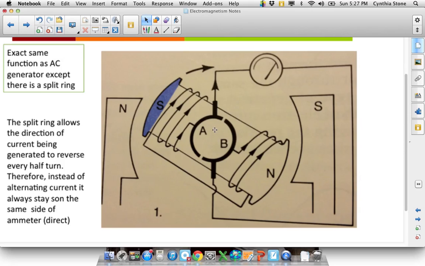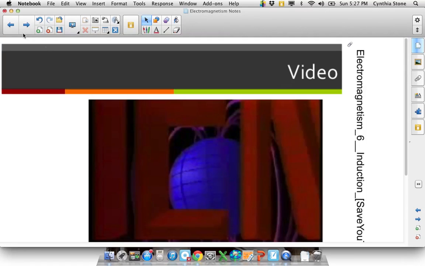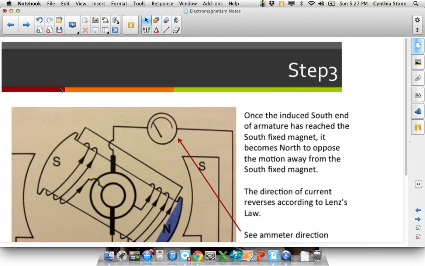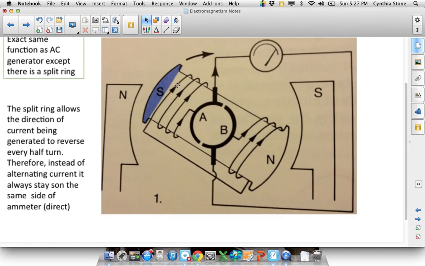So if we follow the train of thought here, this is the exact same as it was before. Nothing's changed. Like in the first step, the direction of the current is there. Oh, whoops. Oh, I don't have the rest. Okay, well what happens is the split ring means that when it gets to here and this is south on south, this brush will by that point be connected to the B side. And what that means is that even though the direction of the current on this piece has changed direction, what comes out is still the same. And that's a direct current generator.